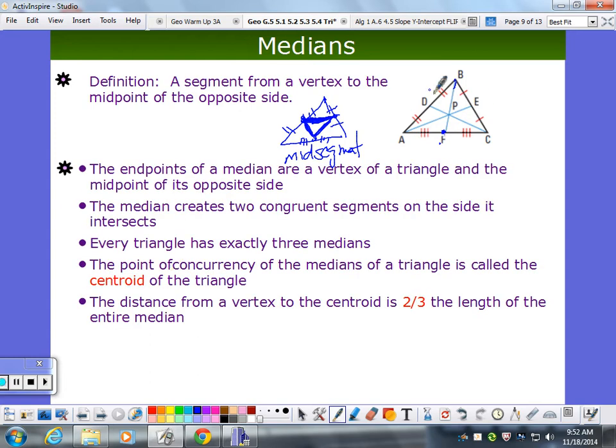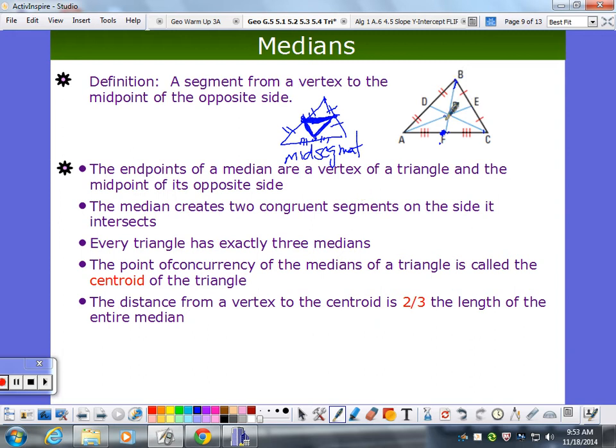The endpoints of a median are a vertex and a midpoint on the opposite side. You have a vertex and a midpoint. It creates two congruent segments on the side that intersect. This one and this one. So because it's a midpoint, you've got these two congruent pieces. You've got 3 medians because you have 3 angles.